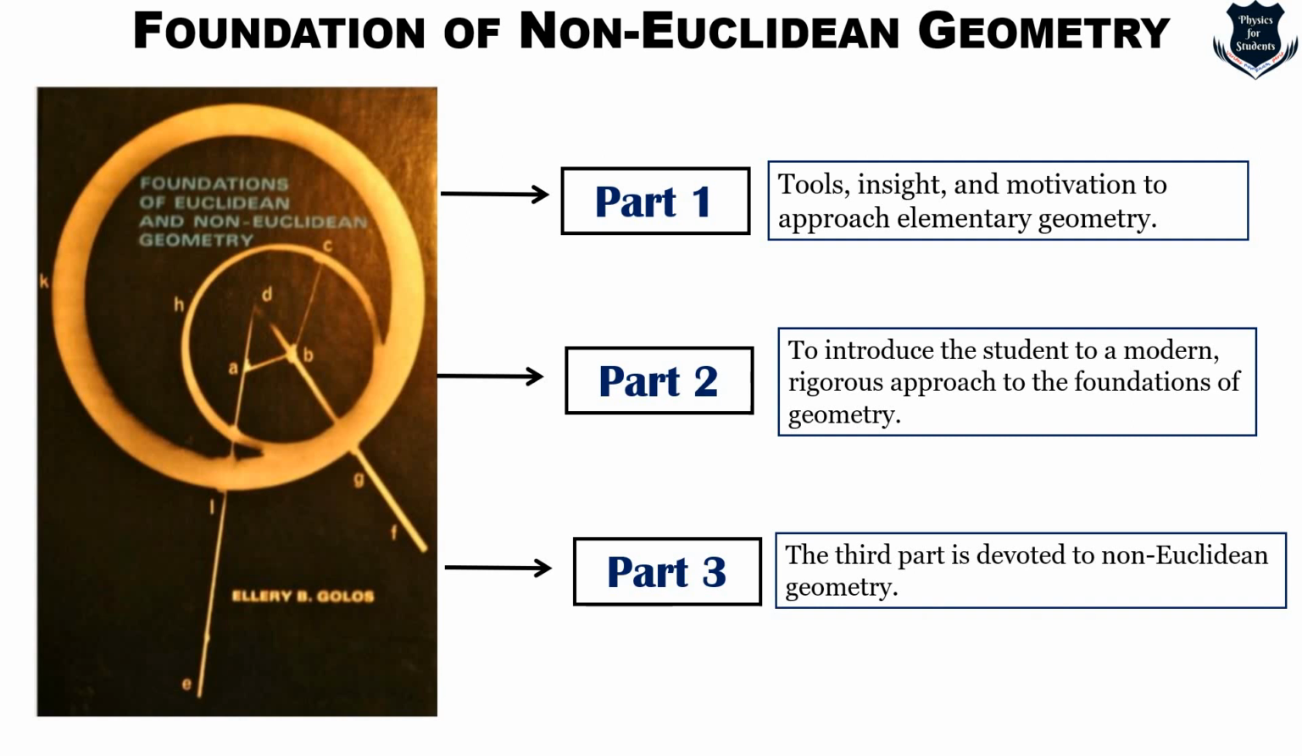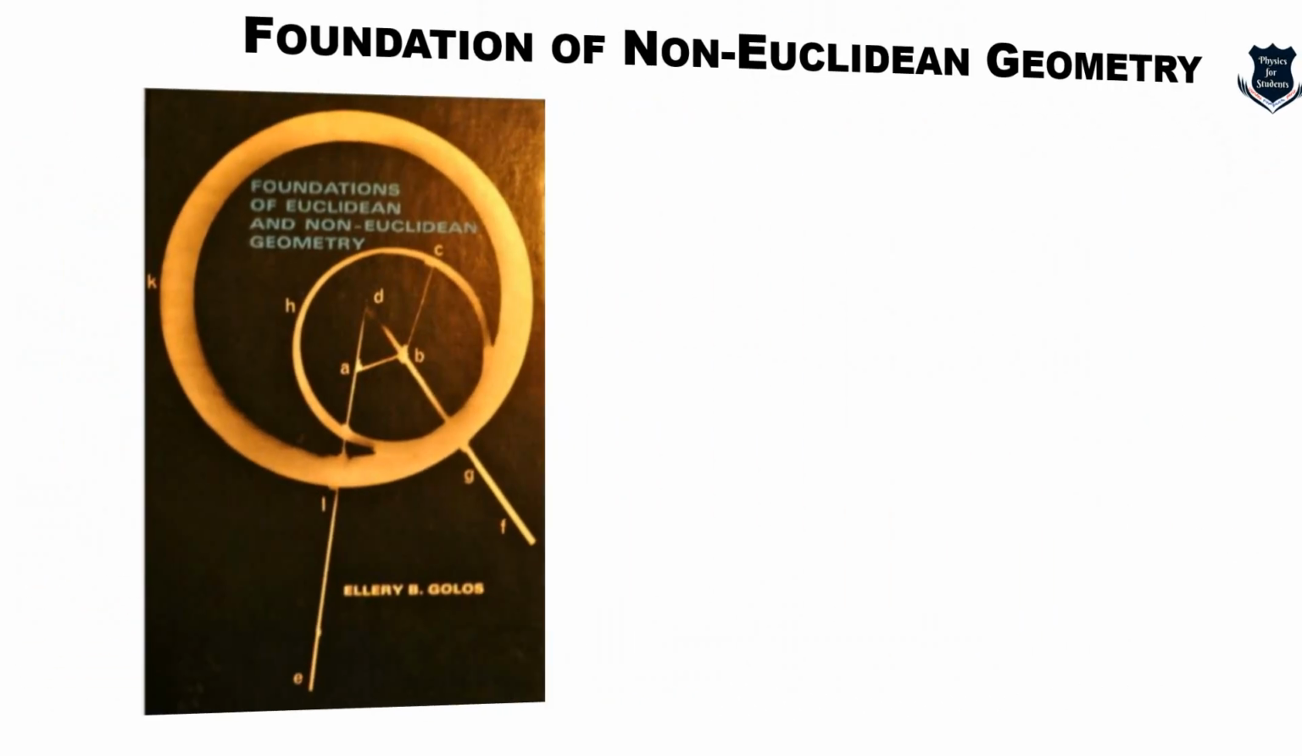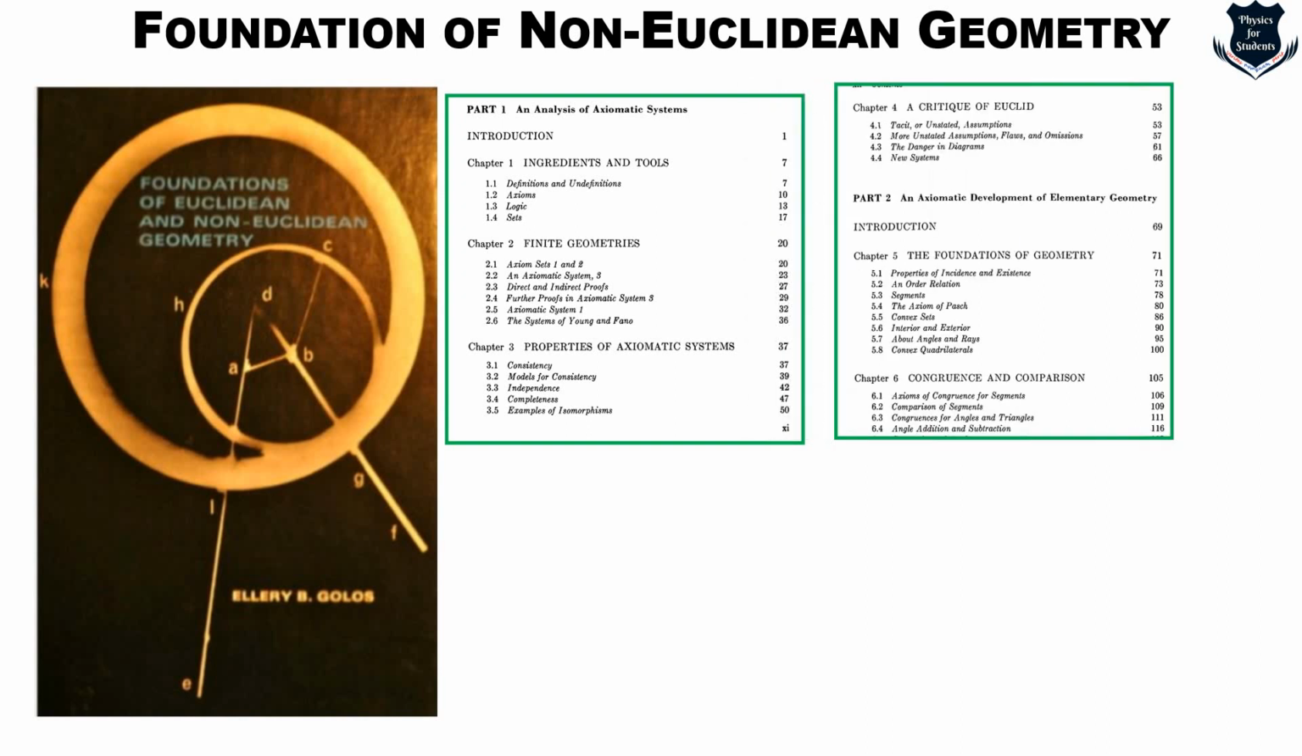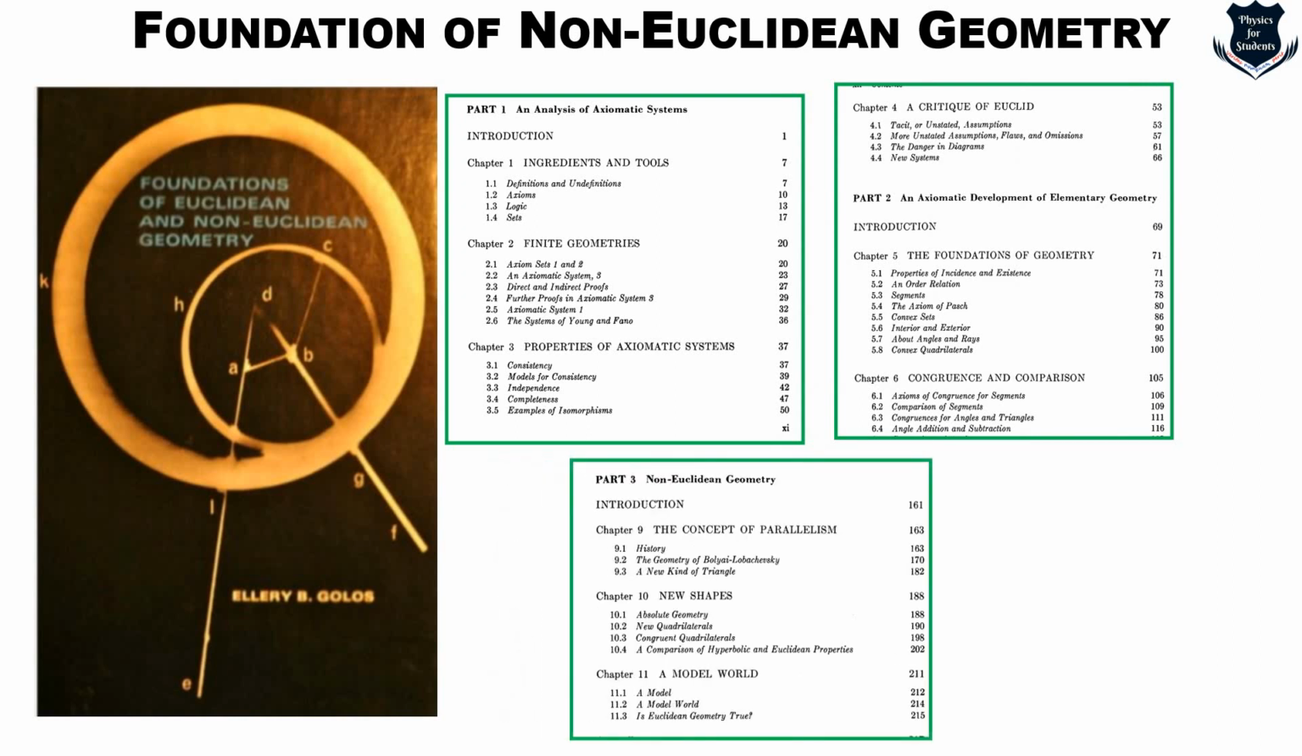Now, this is all in all the way the book has been divided, and you see that it is very logical, because you need to have the motivation to learn, obviously, then you go and learn the approach to the foundations of geometry, and then finally you move into non-Euclidean geometry. So a quick glimpse at the table of contents. So here are the ingredients and tools, finite geometries, properties of axiomatic systems, criteria, critique of Euclid, and axiomatic development of elementary geometry, and then comes the non-Euclidean geometry.